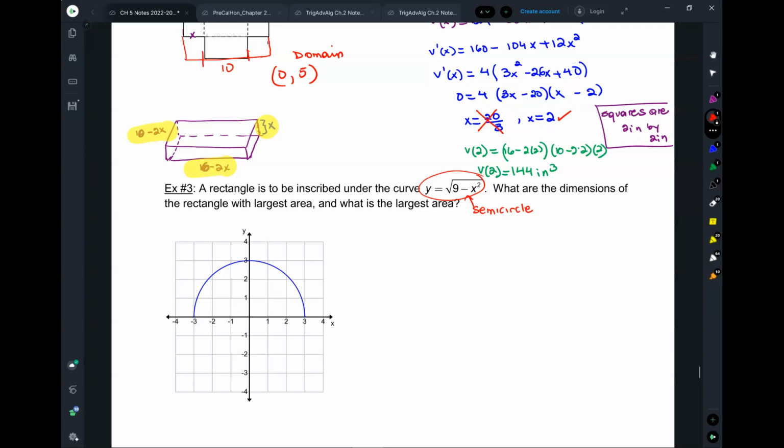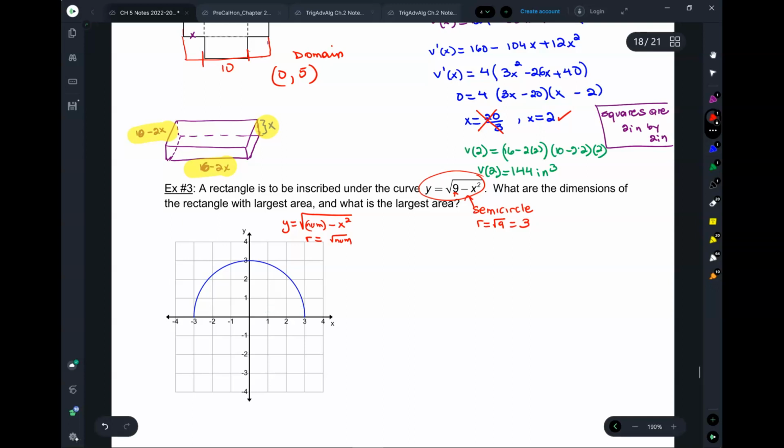And so how do we figure out that it's a semicircle? Basically, when you have y equals the square root of a number minus x squared, that's always going to be a semicircle. The square root of 4 minus x squared, the square root of 18 minus x squared, the square root of 25 minus x squared. And the radius is always going to be the square root of the number. So for example, here the radius is the square root of 9, which is 3. So look, I've graphed it here. This is a semicircle with a radius of 3.